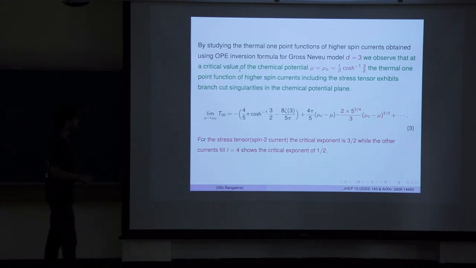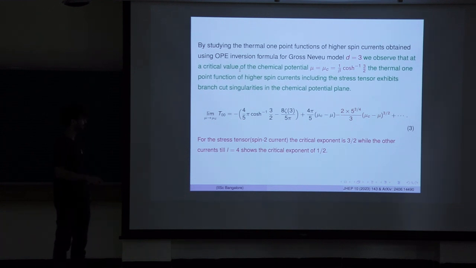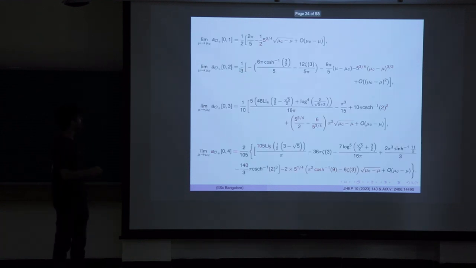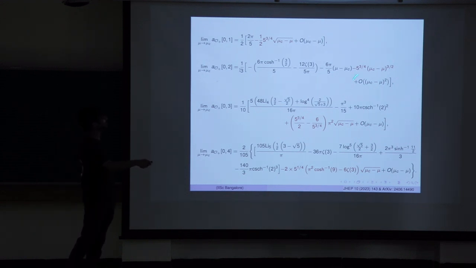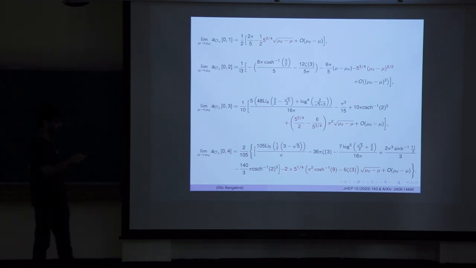The observation is that for the stress tensor, the spin 2 current, the critical exponent is 3 by 2, while the other currents up to L equal to 4 show a critical exponent of half. You can see that here. The spin 2 current has (mu c minus mu) to the power 3 by 2, while up to L equal to 4 all other currents have this square root sort of branch cut.